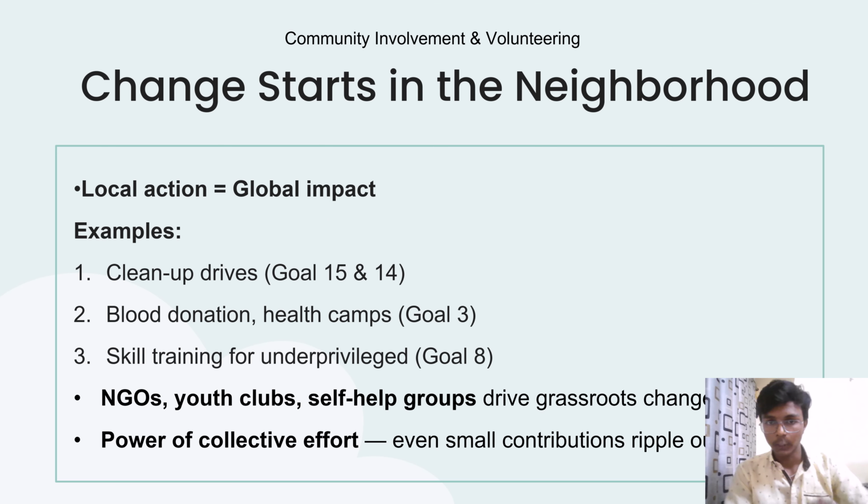The next topic is community involvement and volunteering. Change starts in the neighborhood. Local action equals global impact, guys. Examples: cleanup drives, goals 15 and 14; blood donation camps, goal 3; and skill training for the underprivileged and unemployed, goal 8. NGOs, youth clubs, and self-help groups drive grassroots change. It is the power of collective effort; even small contributions should be there in the environment.